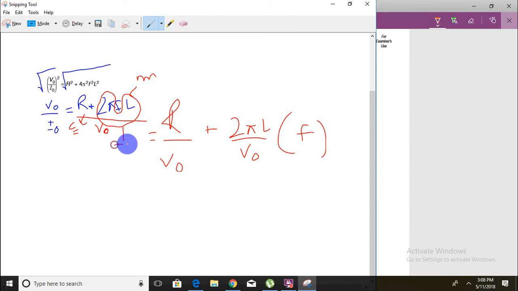as the y. So if we plot F on the x-axis and 1 over I naught on the y-axis, and we get a straight line which does not go through the origin, then this relationship is valid.